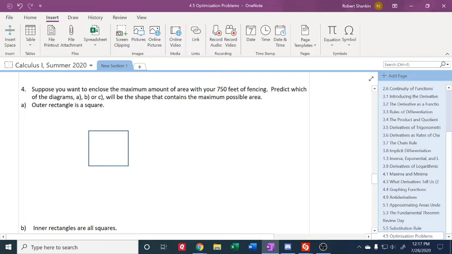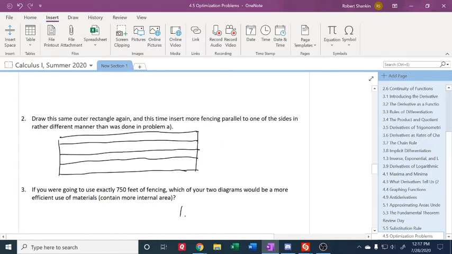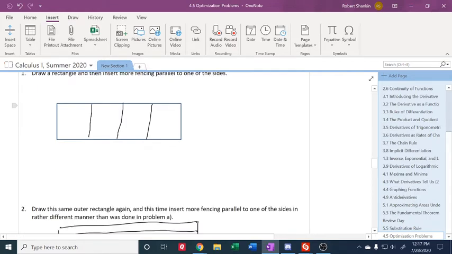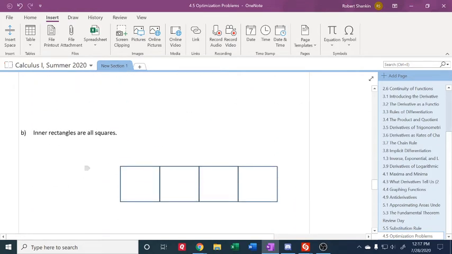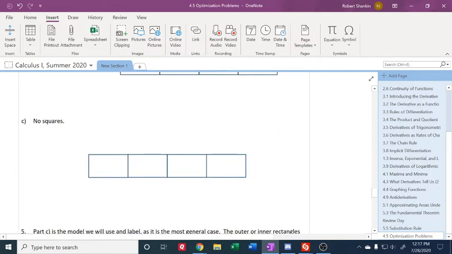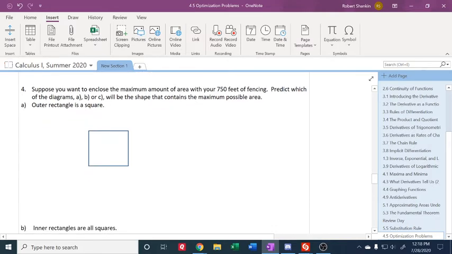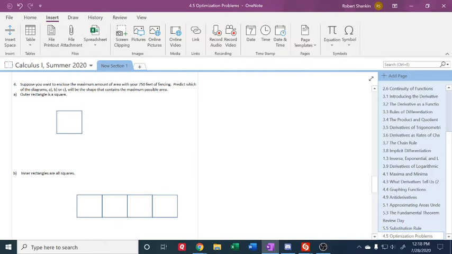Alright, so one way to do this is to make the outer rectangle a square. So instead of making this outer rectangle rather rectangular-like, it's square. Another way to do it is to make the 4 inner rectangles all squares. Like this. And a third way to do it is there are no squares involved. This is just one possibility, but none of these will be squares. Alright, so those are your choices, A, B, or C. Consult. Which do you think the correct answer is going to turn out to be?